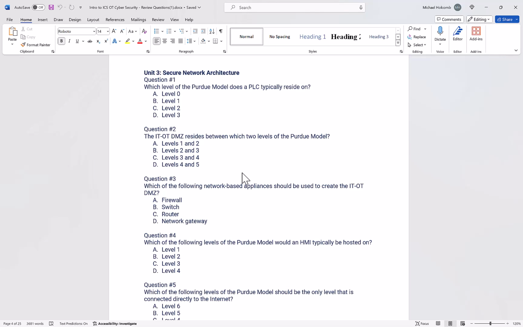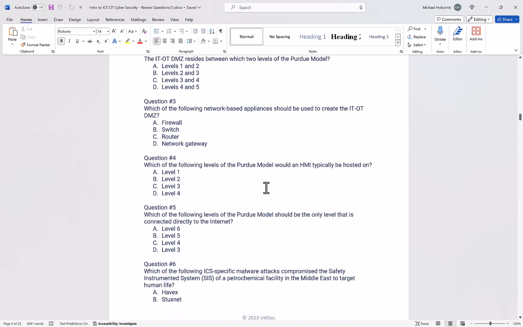So question 3, which of the following network-based appliances should be used to create the IT OT DMZ? One we talked about previously in the unit: we want to use firewalls. I've gone into environments that use switches or other types of appliances, but we want to use dedicated hardware firewalls to do this most securely. And so much better if you can even make them from different vendors, just in case an attacker has an exploit to bypass one. But yes, that does introduce additional administrative overhead, but it's going to be the most secure.